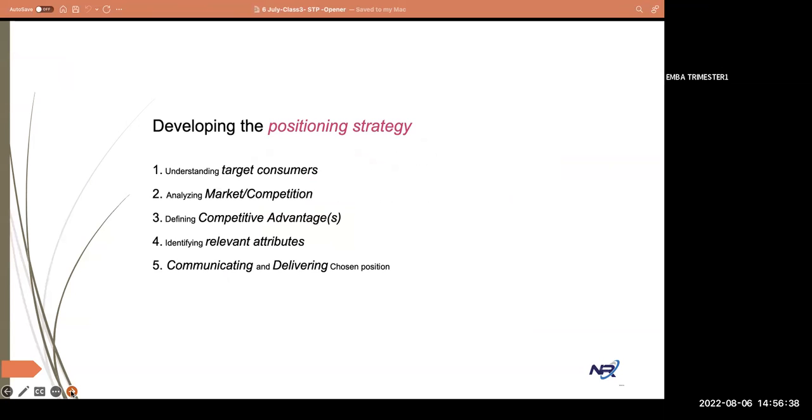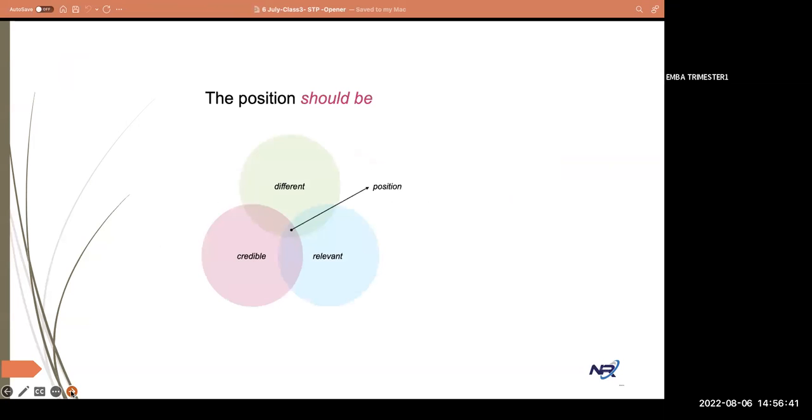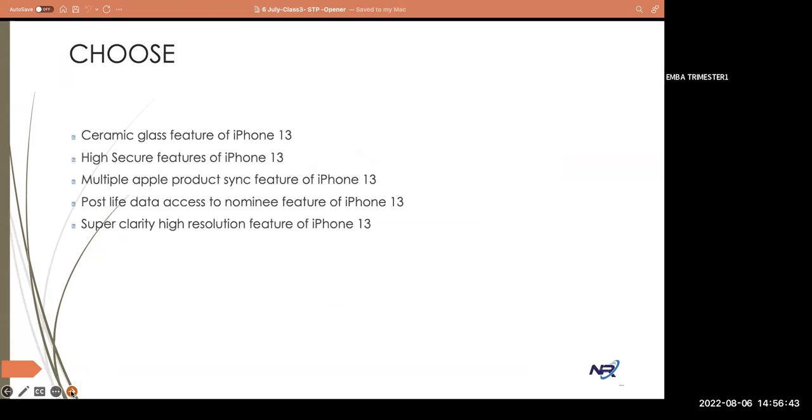I'm going to give you some work before we take a break. These are the features of iPhone. Ceramic glass. What does it do? Ceramic glass feature on the iPhone. Glossy. Scratch through, throw it, nothing happens. High secure feature, you know, I'm supposed to be more secure and more data secure and all that. So that's another feature of iPhone.